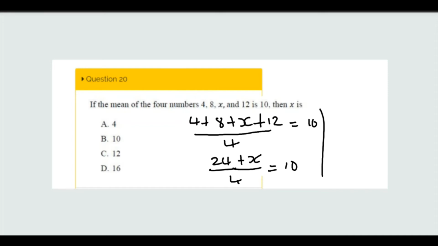Alright, so we work to the top here, right? So it says 24 plus x divided by 4 is equal to 10.